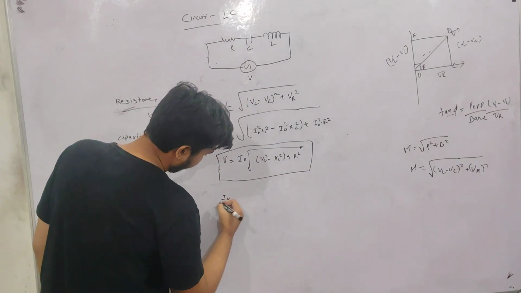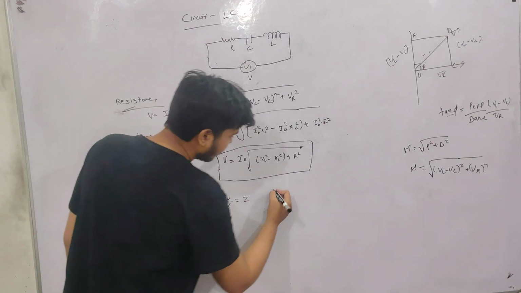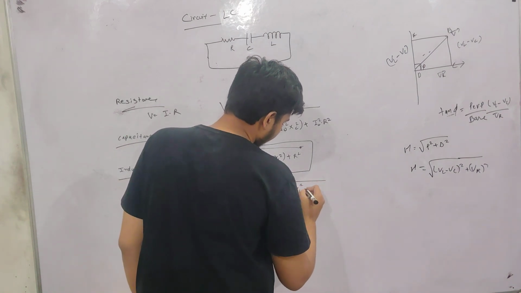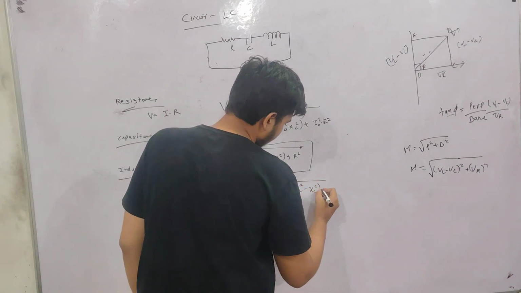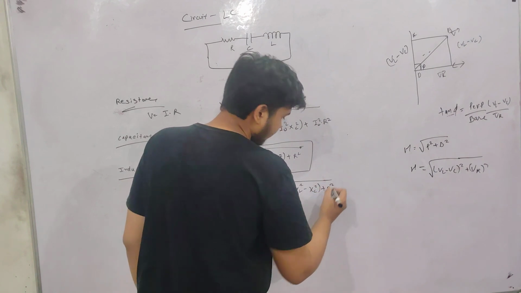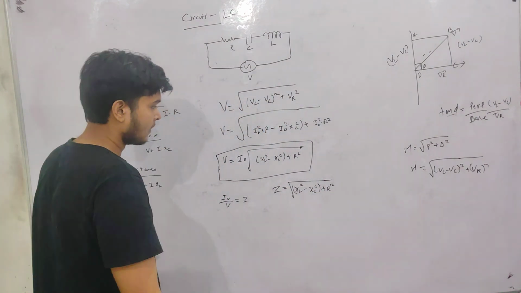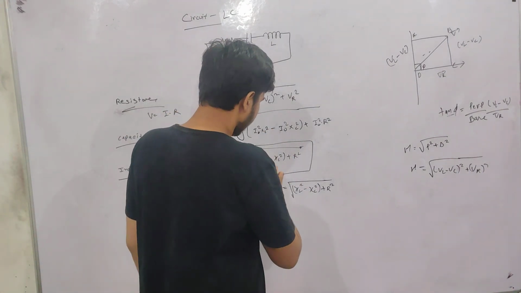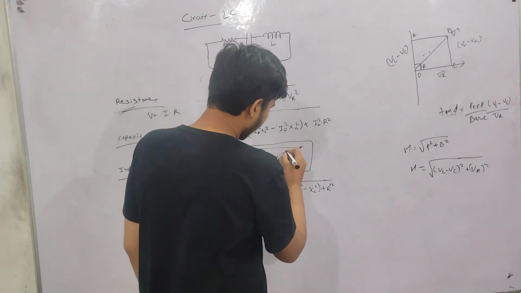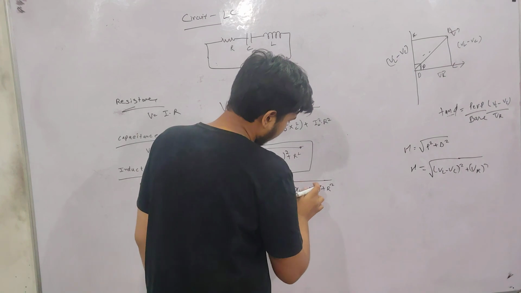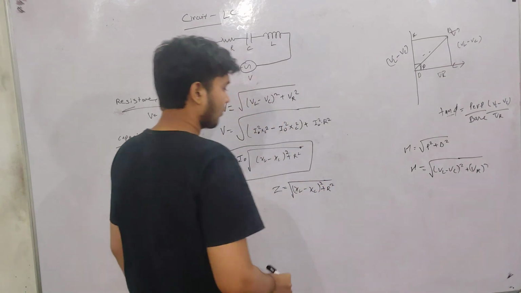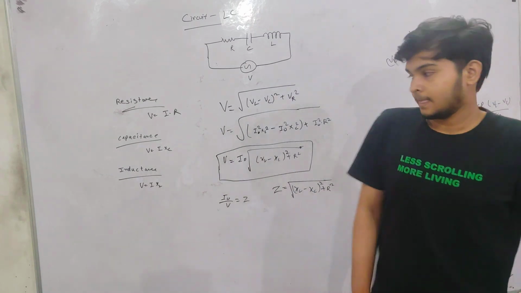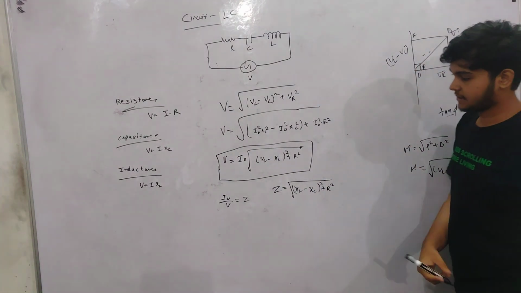Now the value of impedance: V divided by I naught equals Z. So Z will be equal to under root XL minus XC whole square plus R square. We have found it, so we put the whole square on both. Z equals under root (XL minus XC) whole square plus R square. This is the value of impedance.